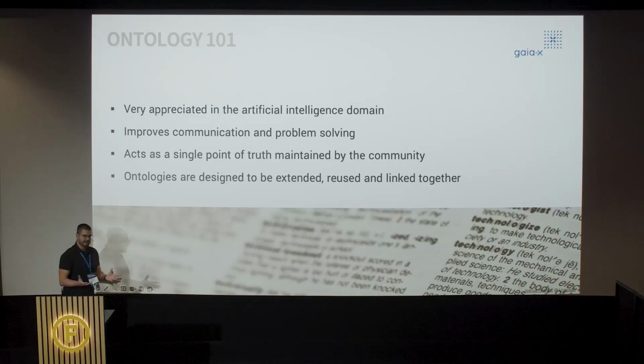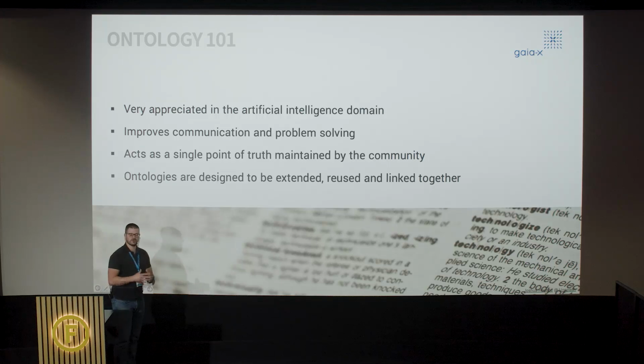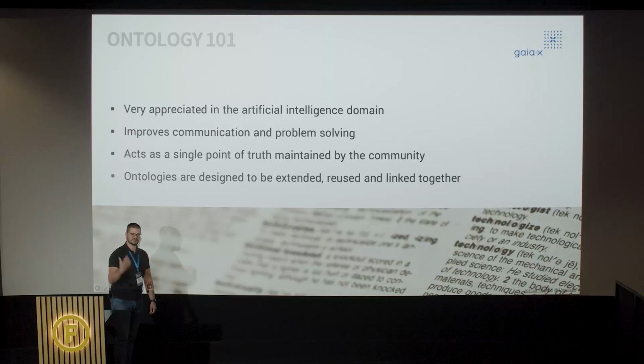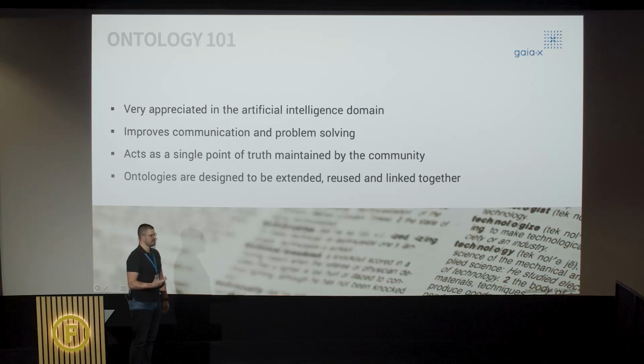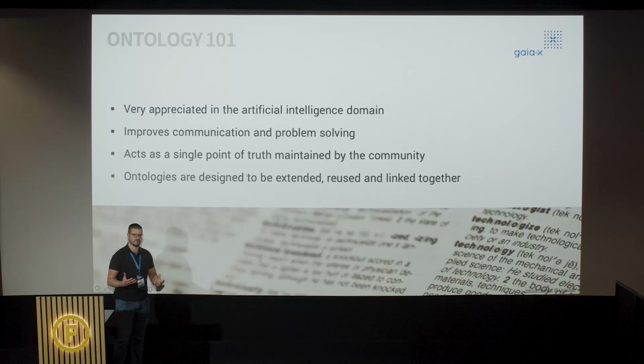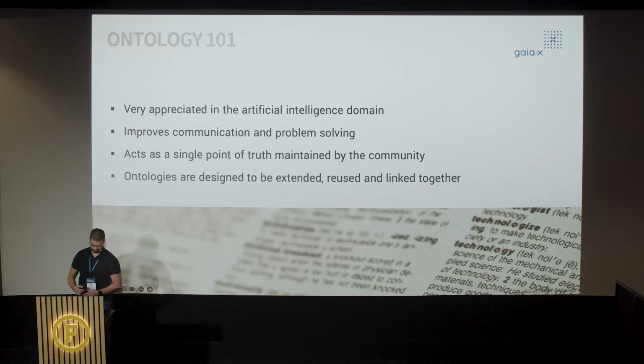In the Gaia-X ecosystem, and in almost every ecosystem, it acts as a single point of truth. An ontology, from my point of view, won't need to exist if you have only one person using it. An ontology is made to be shared. It's made to be extended. It's made to be reused, to be linked with other ontologies. So it's really a vocabulary we're going to use to discuss with other people, to discuss with machines for exchanges and interactions.